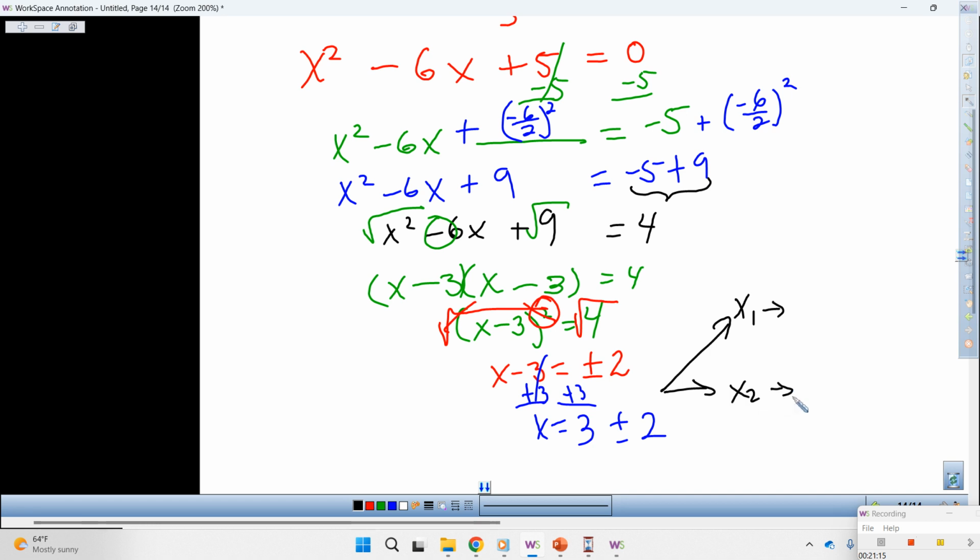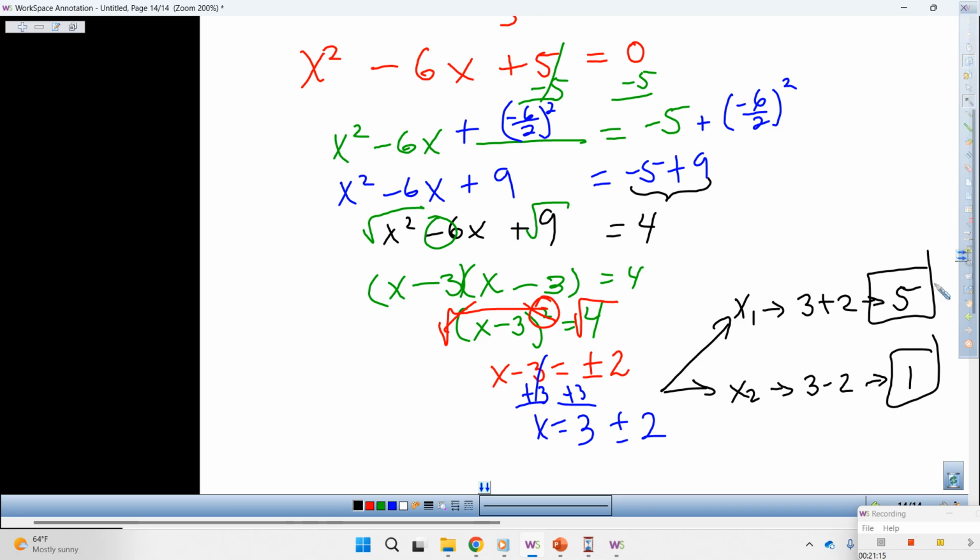All right, show your neighbor your two equations, please. Two equations. All right, Maideen, give us x sub 1. 3 plus 2, which is 5. And the second one, Denise? 3 minus 2, which is 1. Hands, if you got that.